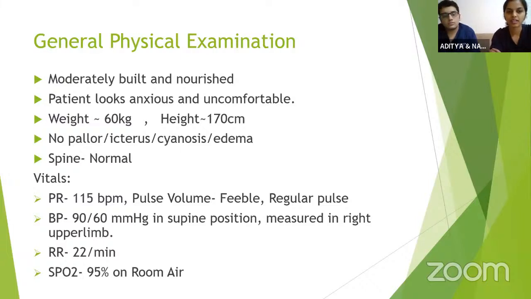Vitals: his heart rate is 115 beats per minute, and the pulse volume is feeble with regular pulse. BP is 90 by 60 millimeters of mercury in supine position measured in the right upper limb. Respiratory rate is 22 cycles per minute and SpO2 is 95% in room air.